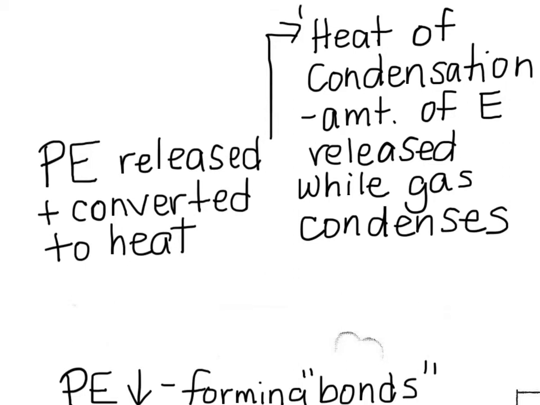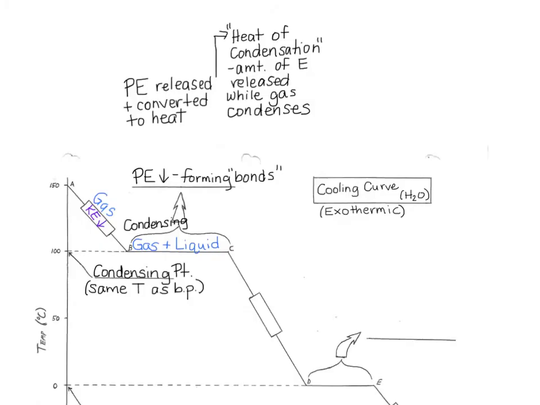The heat of condensation is the amount of energy that is released while the gas condenses. So if we look at what we've done so far, we started above 100 degrees with the gas phase of water. We cooled it down to the condensing point, which is the same temperature as the boiling point. The gas starts to condense, so you have both phases present at the same time. Because the kinetic energy is staying the same, it must be the potential energy that's changing. It is decreasing as bonds are being formed.